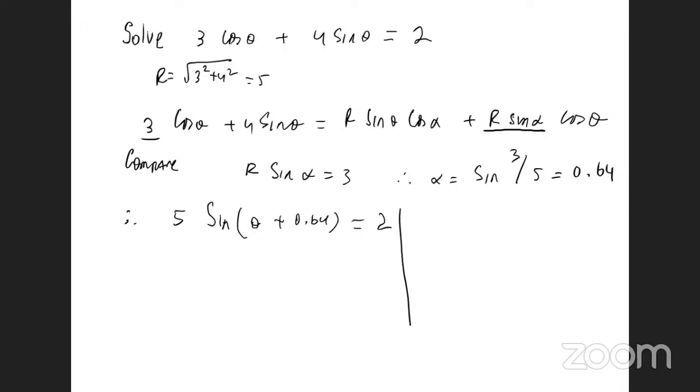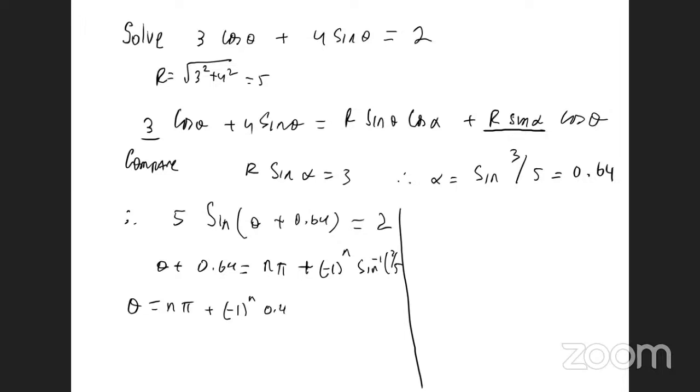Okay. So that means that theta plus 0.64 is equal to n pi plus minus 1 to the n sine inverse 2/5. So that's n pi plus minus 1 to the n. What is sine inverse 2/5 again? 0.412 minus 0.64. Okay? That's a general solution there.